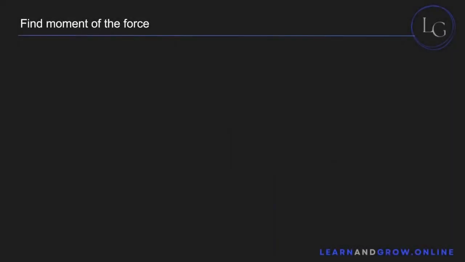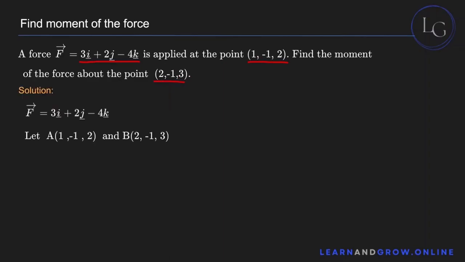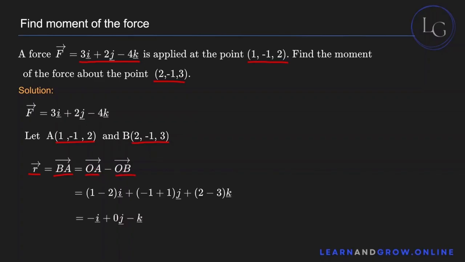Now let's see how we can find the moment of the force. As we've discussed earlier, you need to use the cross product in this case. We have a force F, which is equal to 3i plus 2j minus 4k, and it is applied at this point. We need to find the moment of the force about this point. So how do you do that? Well, let A be the point that the force is applied on, and let B be the point that we have to find the moment of the force about. So R is the vector that goes from B to A. So BA is equal to OA minus OB, OA being the position vector of A and OB being the position vector of B. So that is equal to this.